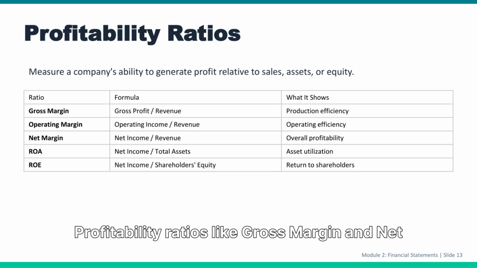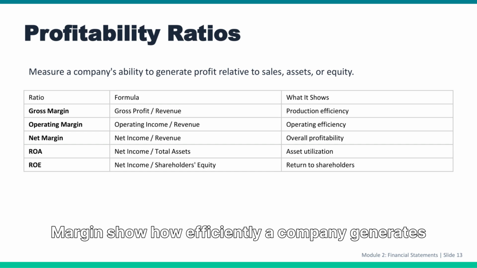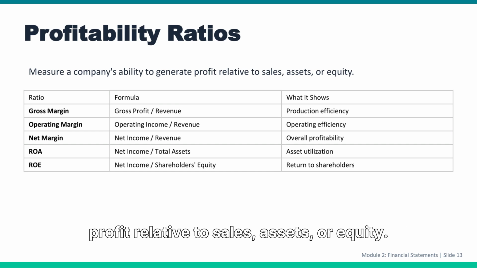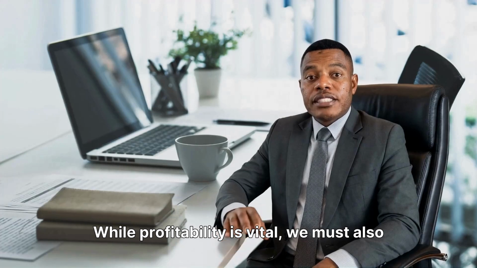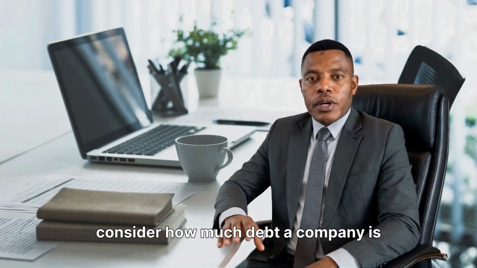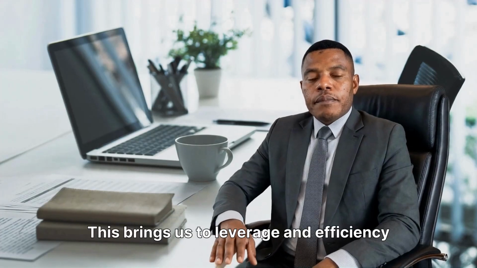Profitability ratios like gross margin and net margin show how efficiently a company generates profit relative to sales, assets, or equity. ROA and ROE are critical. While profitability is vital, we must also consider how much debt a company is carrying. This brings us to leverage and efficiency ratios.